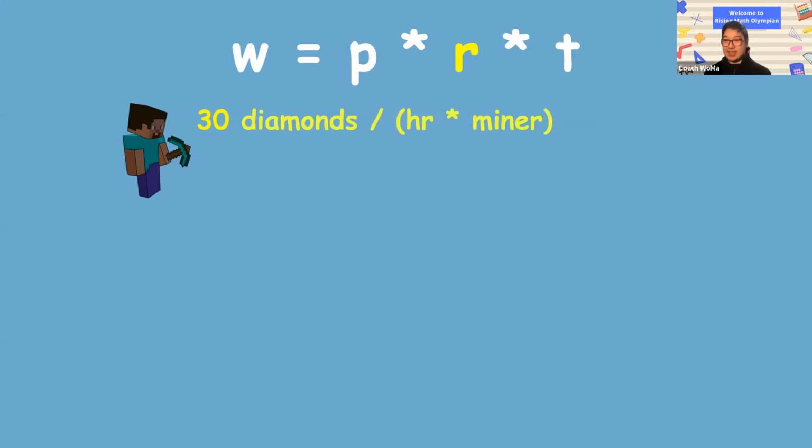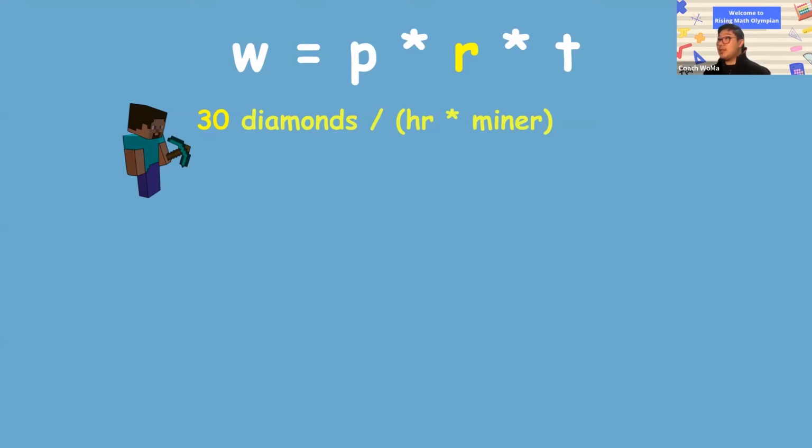Does that make sense? So this is really important to get, right? So diamonds is at the top, and then hours and miners at the bottom. Thumbs up if this makes sense, thumbs down if it doesn't make sense, sideways if it makes some sense. Right, okay.